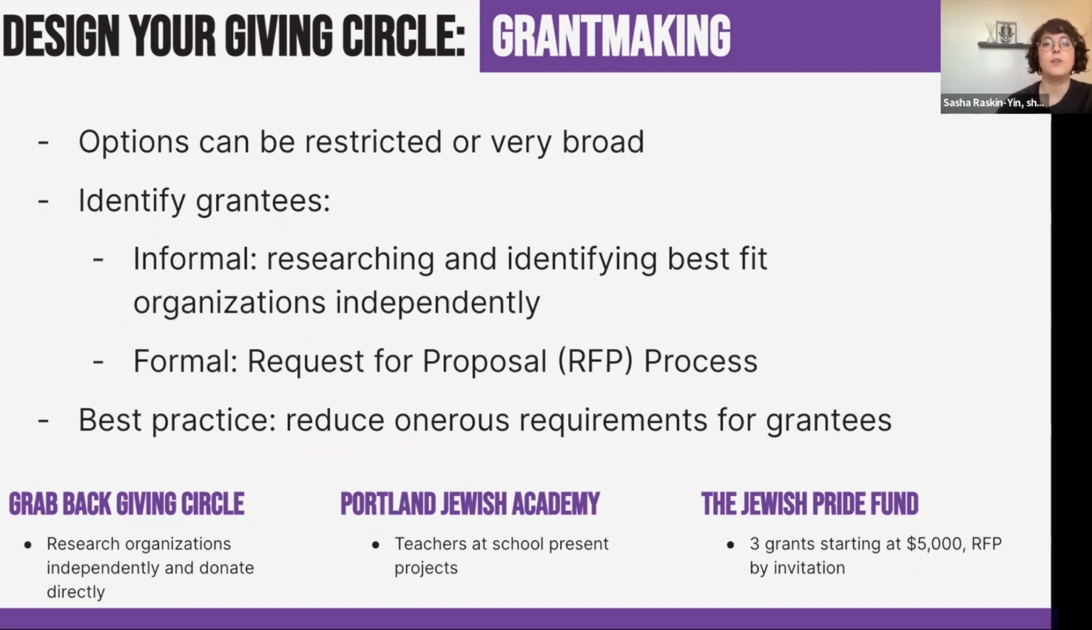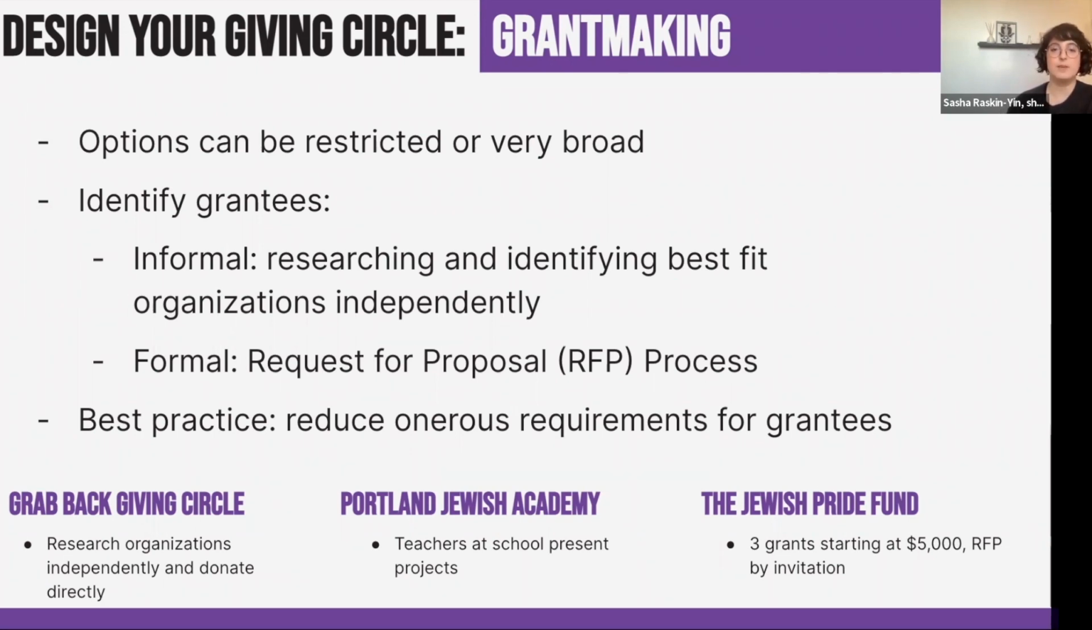worksheet. Your grant making design should depend on the size of your grant and your goals. And it can range from the informal, like researching organizations online and donating on an organization's website, which is what Grab Back Giving Circle does, to a formal request for proposal process like the Jewish Pride Fund. The Portland Jewish Academy falls in between, inviting any teacher with a project idea to submit a short proposal.